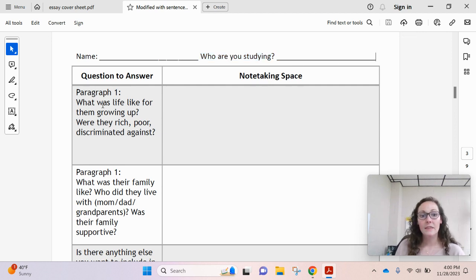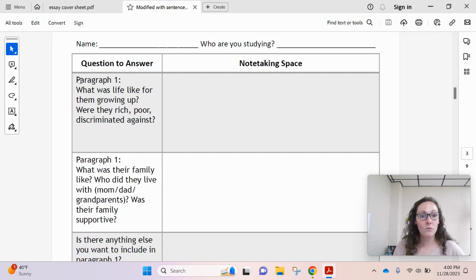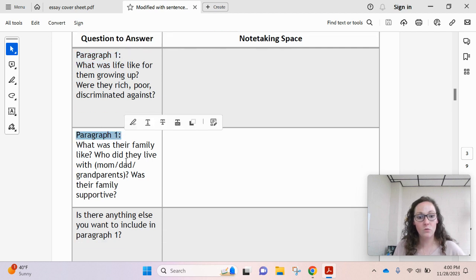Now, these are the questions that you want to research. So up until this point, you have not researched your person at all. Now is time to research. So in paragraph 1, notice you've got paragraph 1 here, paragraph 1, paragraph 1. So these first 3 boxes are questions that you should answer, and information that you research based on these questions will be included in paragraph 1 only.